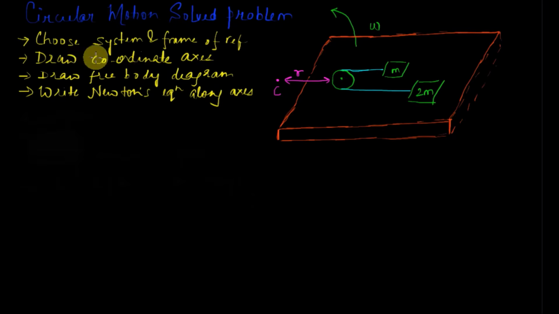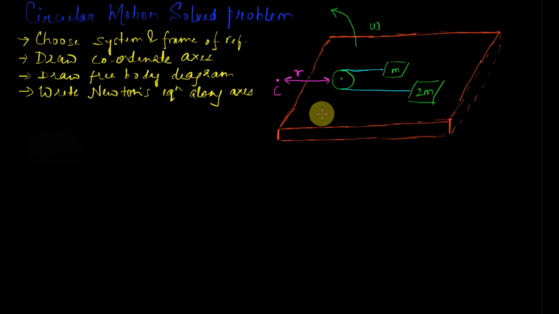First is choosing the system and the frame of reference. Since I have to find the acceleration of this object of mass 2m with respect to the table, let me choose this table as my frame of reference, right? As far as the system is concerned, I will choose these two objects individually as the system. First I will choose the small m as the system and then do the subsequent analysis on it. After that I will choose this 2m as the system and then do the subsequent analysis on it, right?